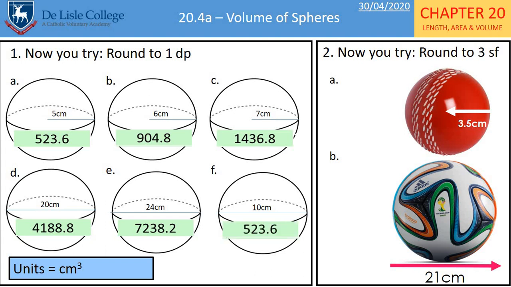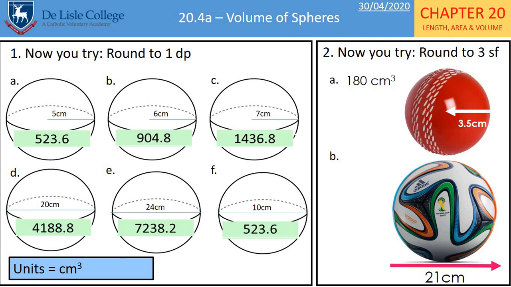7,238.2 centimetres cubed and 523.6 centimetres cubed. Brilliant. We'll now look at these ones here. So these questions are interesting because we're rounding to 3 significant figures. But again, show your working out. Now, your answer should be 180 centimetres cubed. If you don't have that, it's probably because you've not rounded properly.